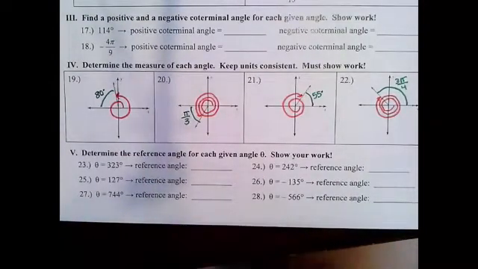So my honors kiddos, you need to do it all. My regular kiddos, you need to do evens. If you want to do everything, do everything. If you do everything, I'll give you some extra credit. So regular kids do evens. Honors kids, I'm expecting you to do everything.